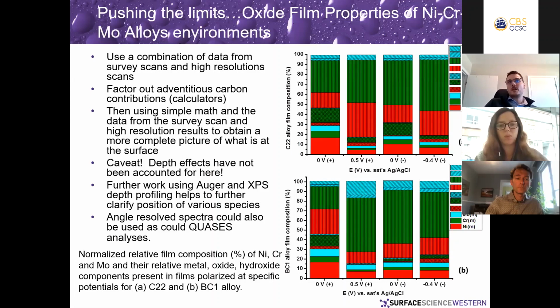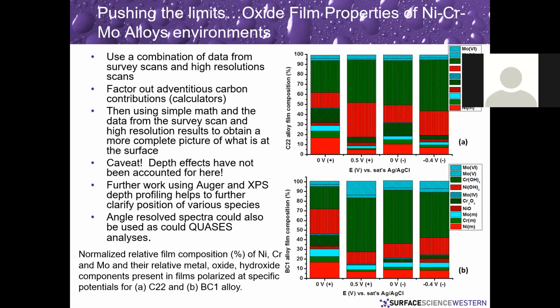If you take a combination of data from the survey scans, so your quantitative data, as well as information from your high resolution scans, so your chemical state data, you can then factor out things such as your adventitious carbon overlayer. We have some calculators that allow us to do that. You can then use simple math and data from both those systems, the survey scans and the high resolution results, to get a more complete picture of what you have at the surface.